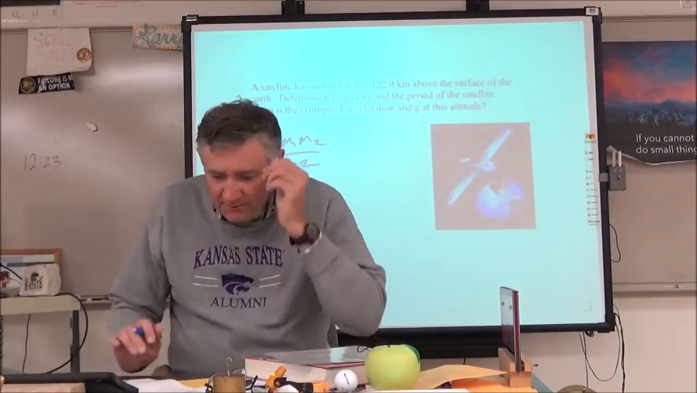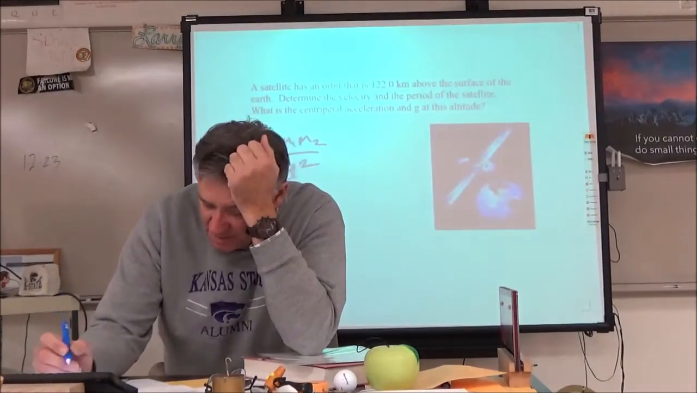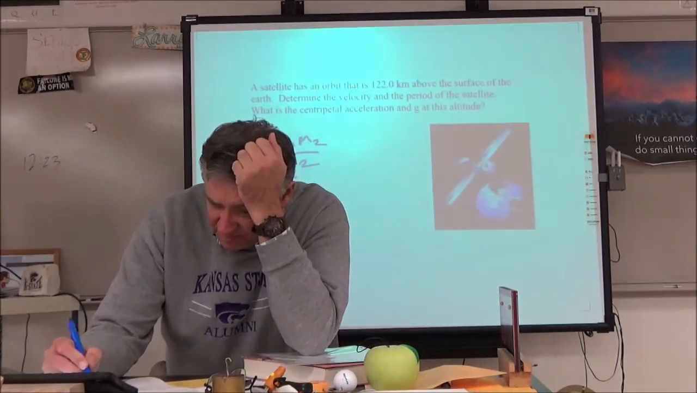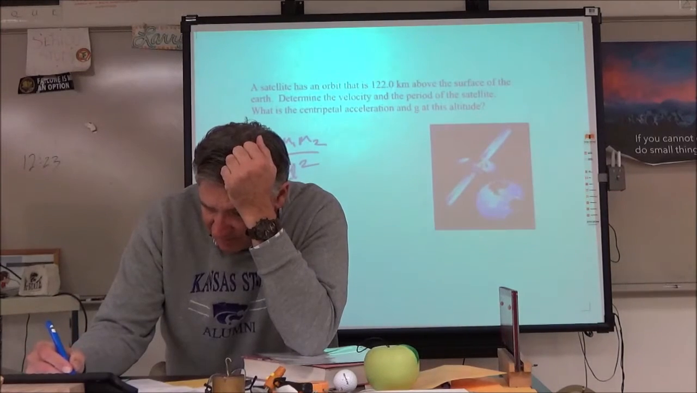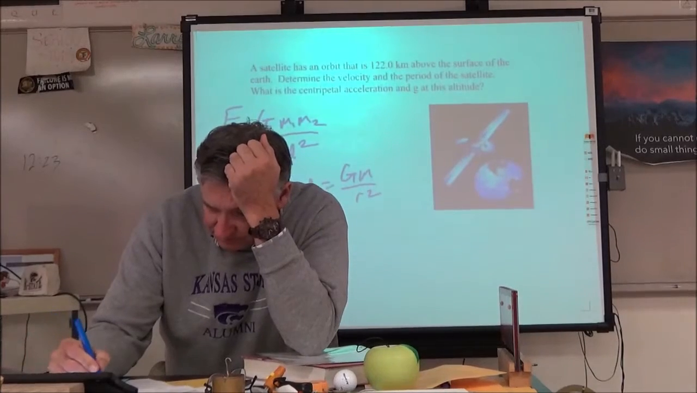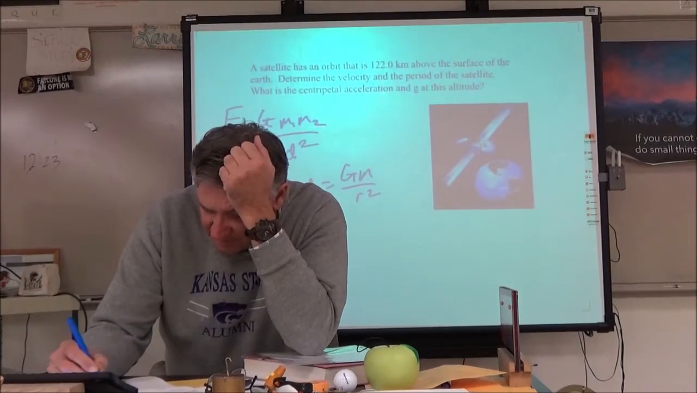From that, you can get v equals the square root of big G M over R. You've got little g equals big G M over R squared. And then that Swiss Army knife equation: big G M T squared equals 4 pi squared R cubed.